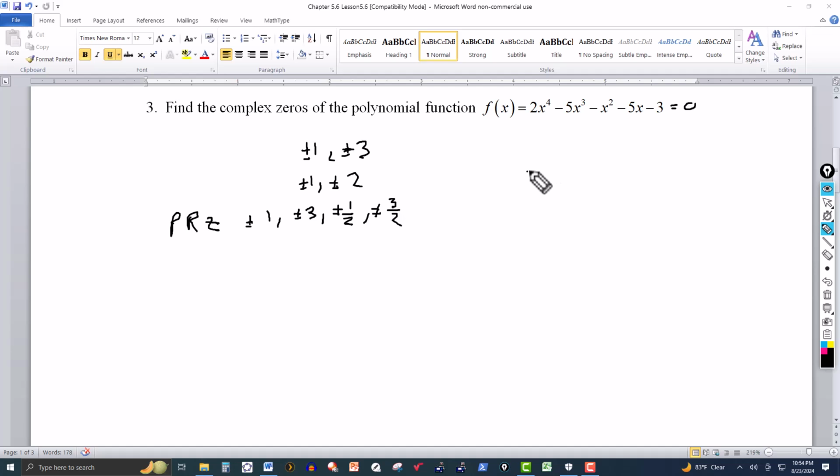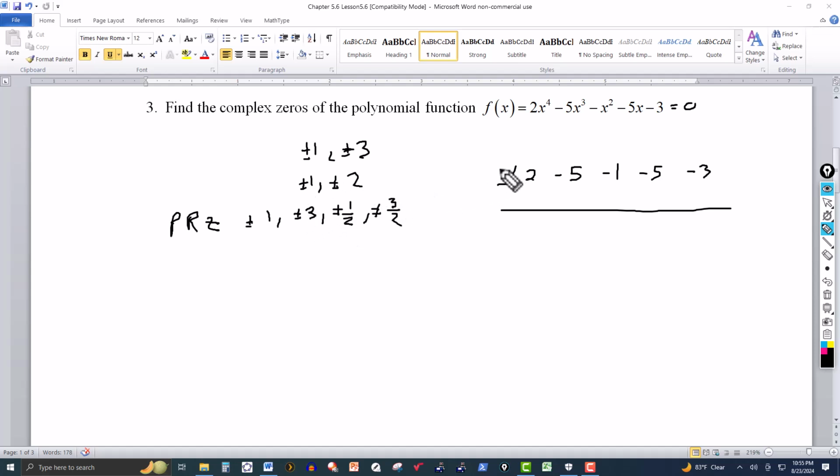So I already had it in descending power, so I simply use the coefficients. If I have any missing terms, I fill it in with a 0. In this case, no missing terms. So I have a 2, minus 5, a minus 1, another minus 5, and a minus 3. So I select from this list over here, possible zeros that I could have are these right here. Doesn't mean they're going to be zeros, but if we have any, it's going to come from these.